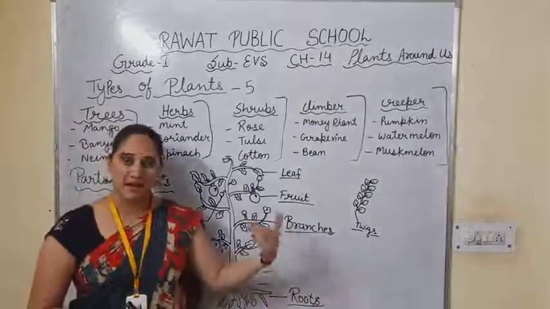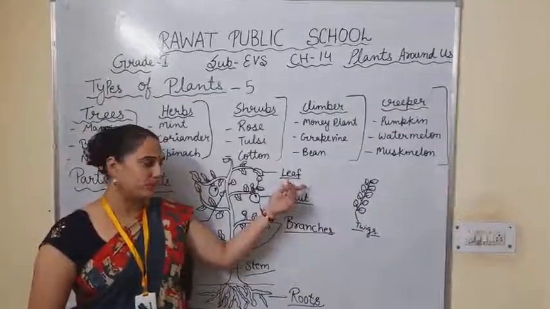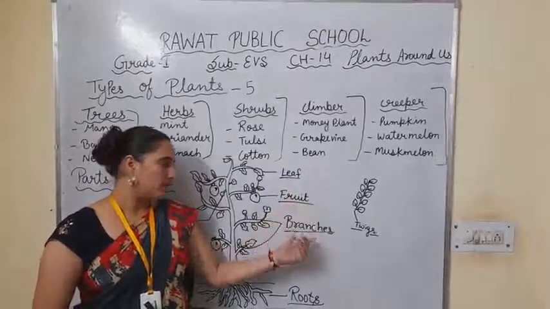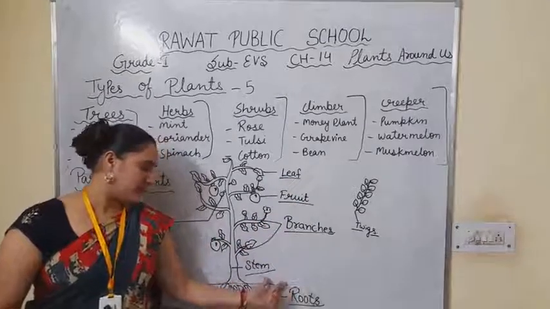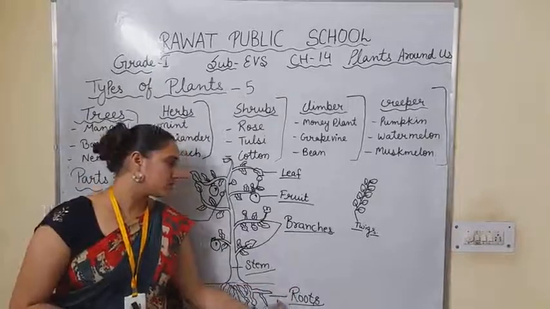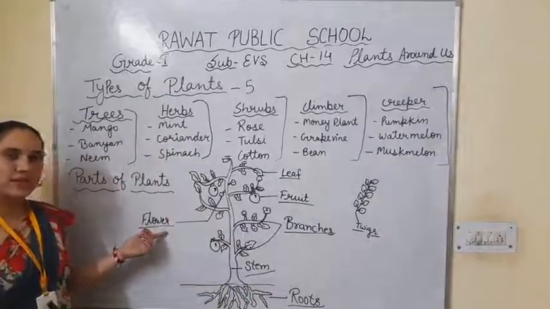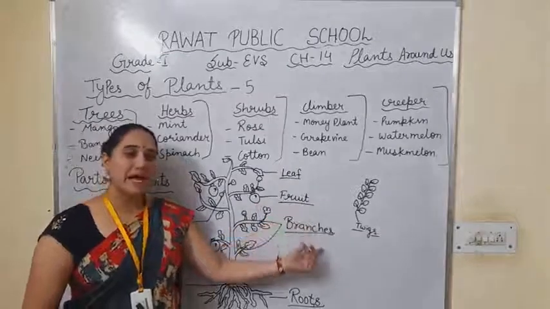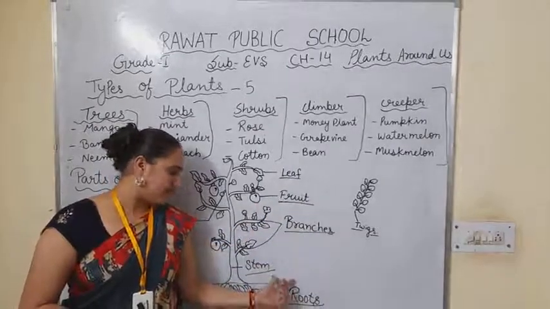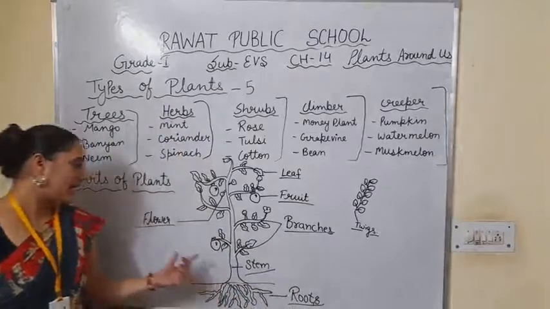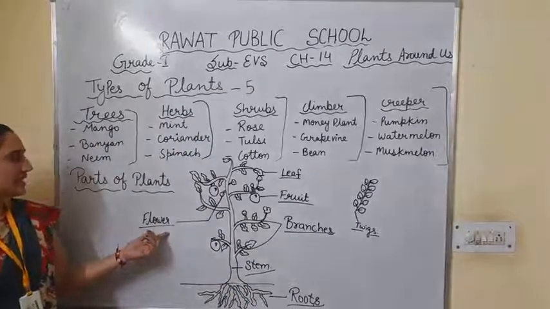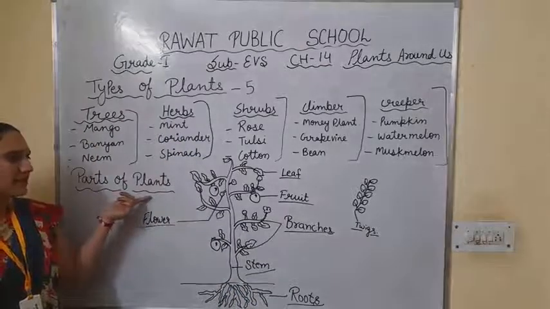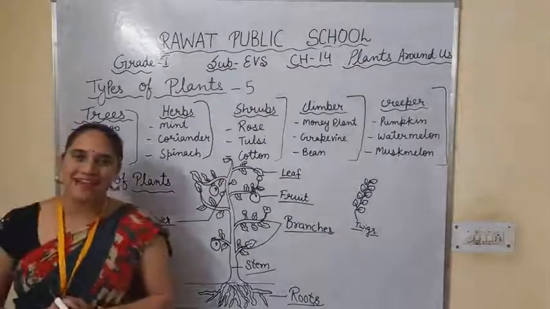We'll just remind all the names: leaf, fruit, branches, stem, roots, flower. Again, leaf, fruit, branches, stem, roots and flower. These are the parts of plants. I hope you all understand this.